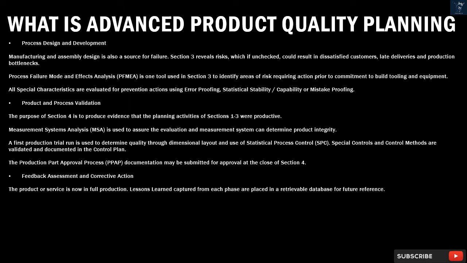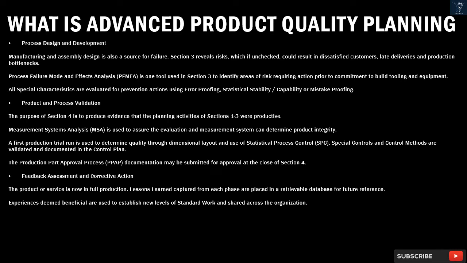Process design and development. Manufacturing and assembly design is also a source for failure. Section 3 reveals risks which, if unchecked, could result in dissatisfied customers, late deliveries, and production bottlenecks. Process Failure Mode and Effects Analysis (PFMEA) is one tool used in Section 3 to identify areas of risk requiring action prior to commitment to build tooling and equipment. All special characteristics are evaluated for prevention actions using error proofing, statistical stability, capability, or mistake proofing.